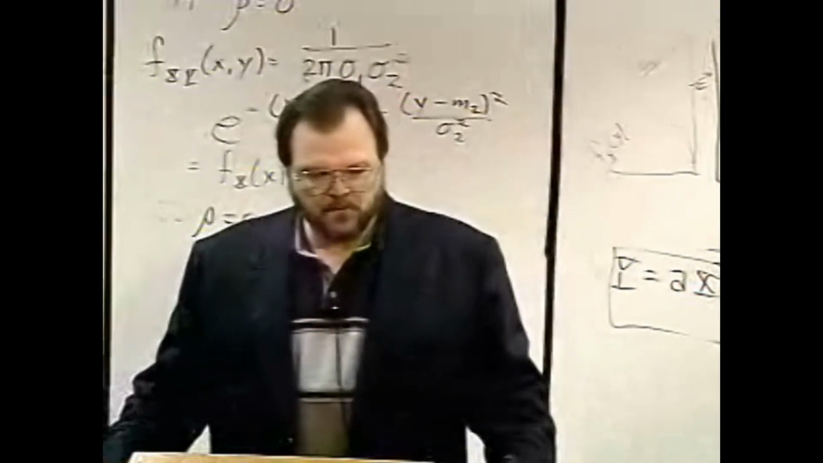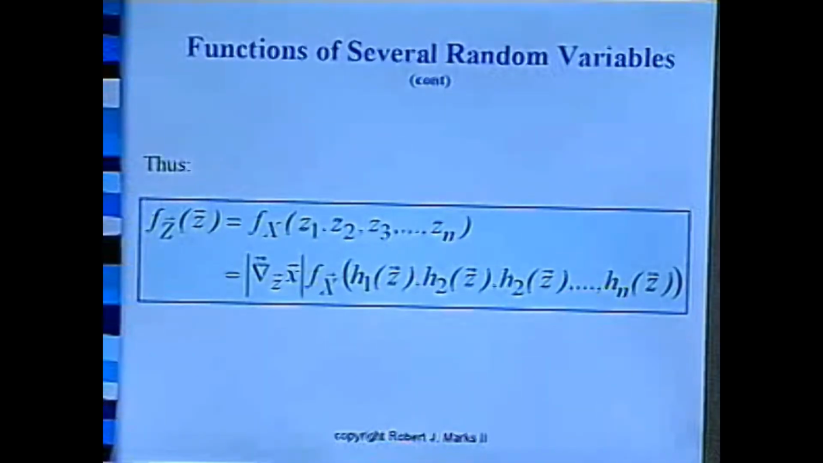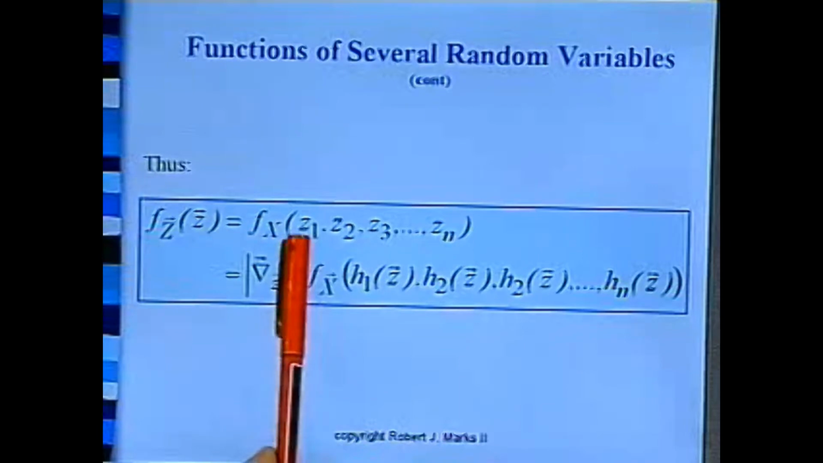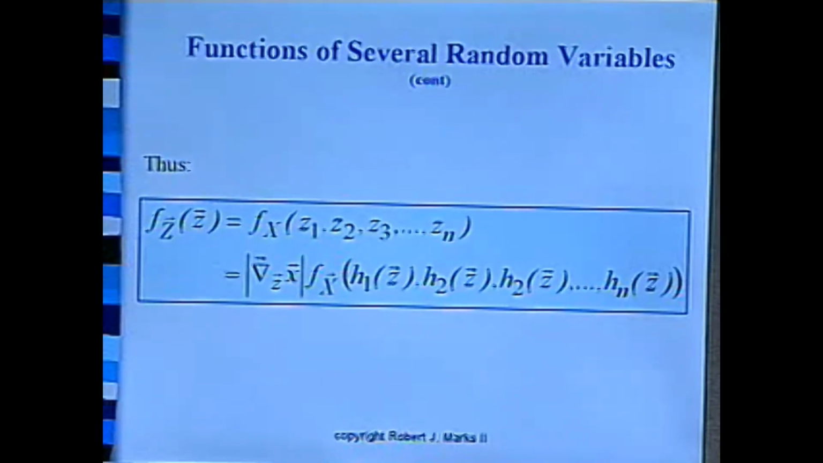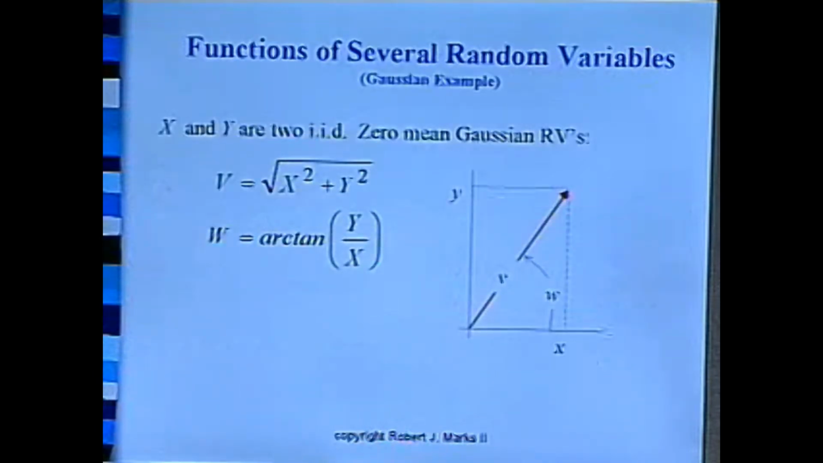So here's the equation that we have. The density function for z is equal to the magnitude of the Jacobian times the density function, but instead of z1 we put in h1, z2 we put in h2, etc., the inversions. If you look back at the one-dimensional case, it's a generalization of that case. If you looked at this for one dimension, you would find it reverted to the one-dimensional functions of several random variables that we had. Let's take a look at some special cases here.